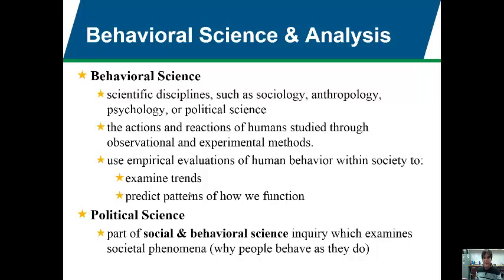They use empirical evaluations of human behavior, actually observed human behavior within society, to examine trends. And then they try to predict patterns of how we function. So when you're talking about political science, they try to examine how people function within the political realm. What are the trends? What are the hot new trends in politics? How do we project that these people will vote? Or, if you're speaking internationally, how do maybe authoritarian governments function compared to democracies? So anything that is political or government related that observes human behavior is considered political science.